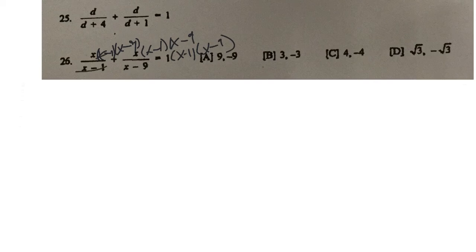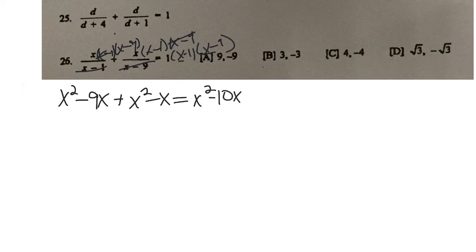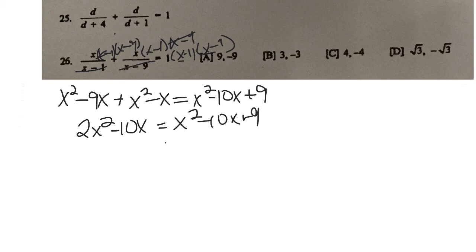The x minus 1's cancel. We have x squared minus 9x. That was x times x minus 9. Plus the x minus 9's cancel, and we get x squared minus x. And x minus 1 times x minus 9 is x squared minus 10x plus 9. And we get, let's see, 2x squared minus 10x equals the x squared minus 10x plus 9.